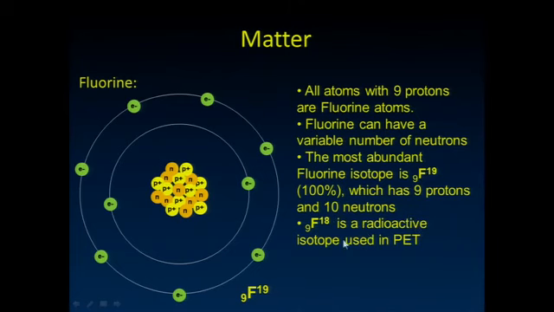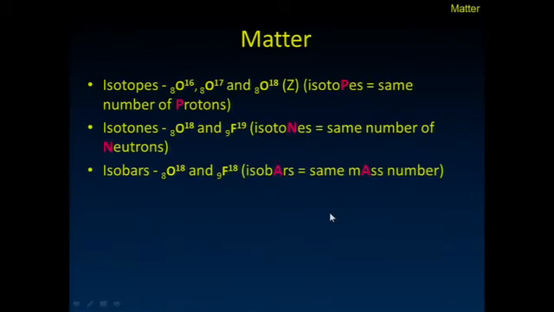F18 we're familiar with. It's that radioactive isotope used in PET. And of course, F18 and O18 are isobars of each other because the sum of their protons plus their neutrons are the same. So here are isotopes. O16, O17, and O18 are all isotopes. They have the same number of protons.